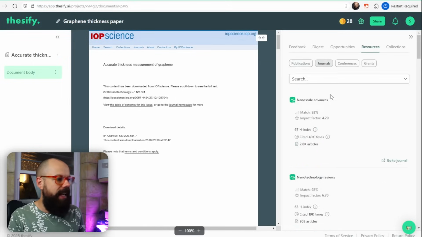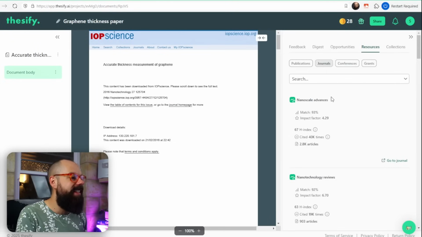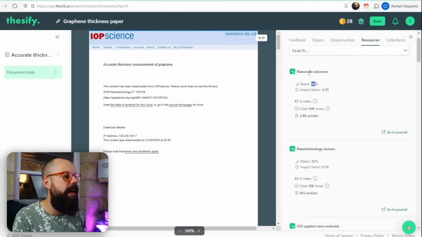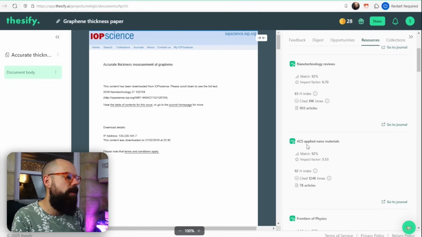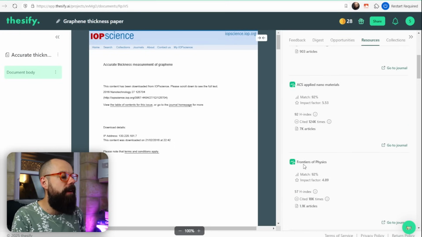Then journals. Here is where we can actually find journals to submit our peer-reviewed paper. It knows what the content is, and now it says, okay, you're most similar to these journals or these papers that are published in these journals. So we can see here we've got Nanoscale Advances. That's where I reckon it should go. It gives me a 93% match, so I could start there, or I could start in Nanotechnology Reviews, or I could go to ACS Applied Nano Materials, or I could go to Frontiers of Physics.